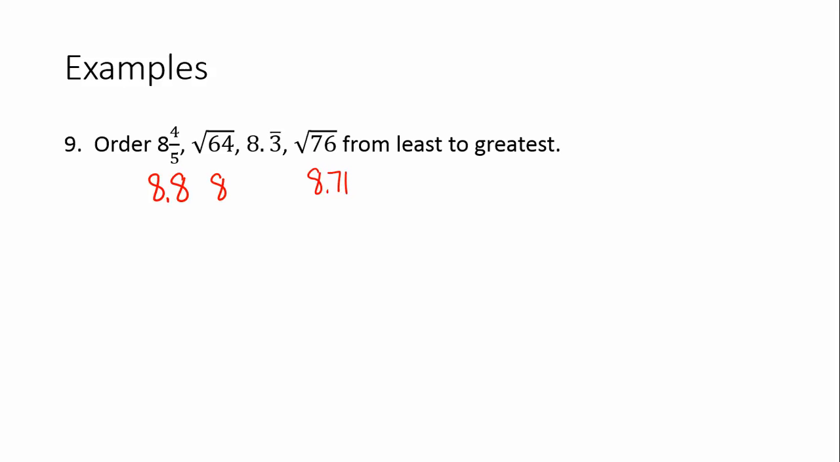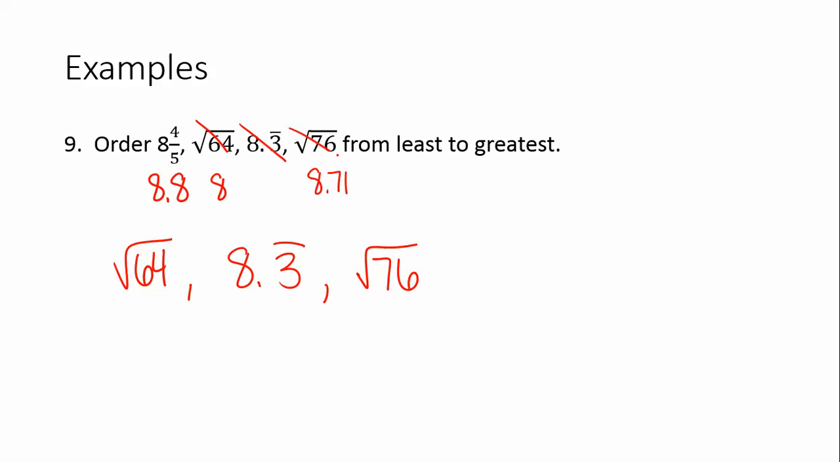So I want to order them from least to greatest. So the smallest one is the square root of 64. Then we have 8.3 repeating. Then we have the square root of 76. And finally 8 4/5. So again, when you're comparing numbers, as is always the case, you should make sure that each number is in the same form first so that you can compare them.